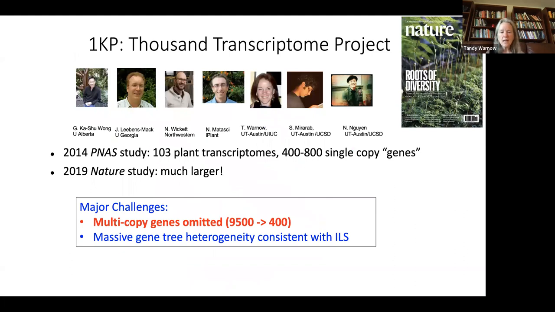I will remind you that in the plant transcriptome project, in our first study, we went from 9,500 genes down to 400. Why? Because we got rid of every gene that was multi-copy. That's a huge loss of data. If you're throwing out that much data, you should be worried that you're going to get a bad answer because you don't have enough information. So we'd like to be able to keep all the data and estimate the species tree directly.